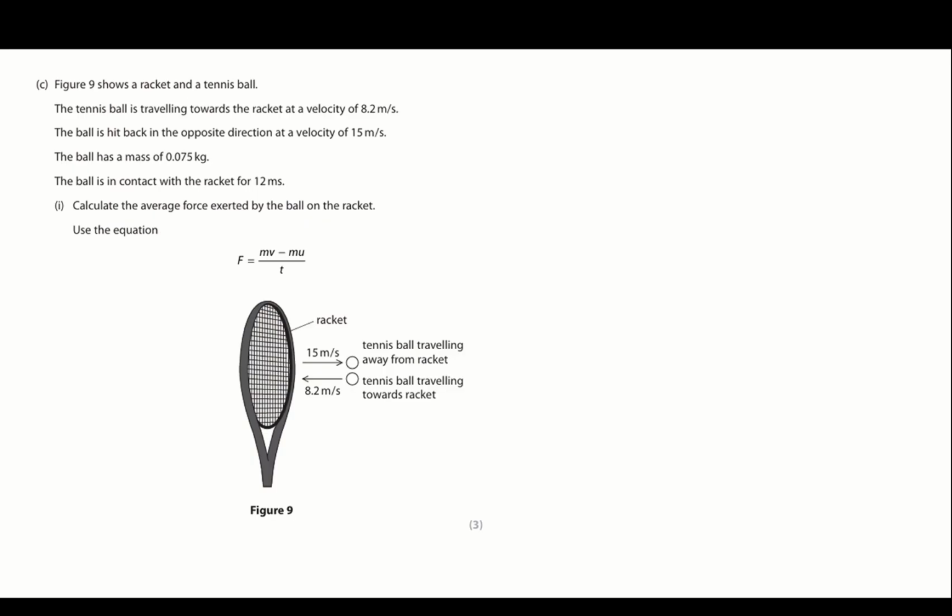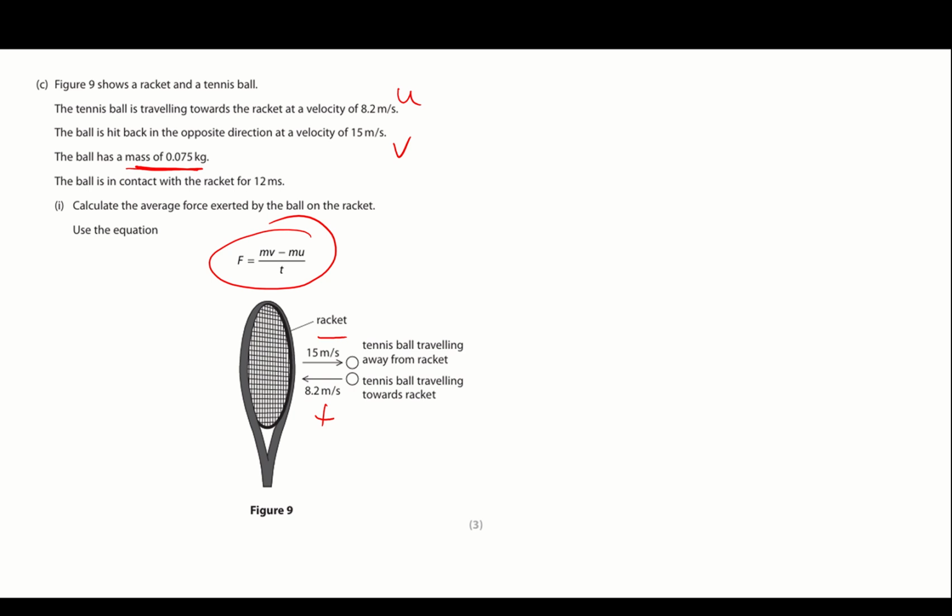Next part, we've got a tennis racket and a ball. We've got some velocities, some masses, and it asks us to use this equation. So it's just, can we plug these things in? So we're going to need the mass, which is 0.075. It's traveling towards the racket at this velocity, so that's going to be the initial. It hits back at 15. And if I wanted to, I could put that as minus 15. So I'm now going to set this as it comes in at positive 8.2 and leaves at minus 15.